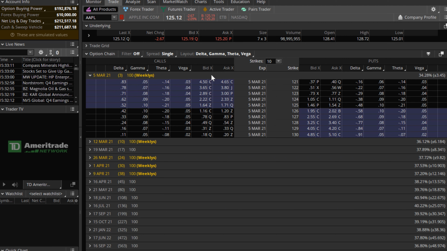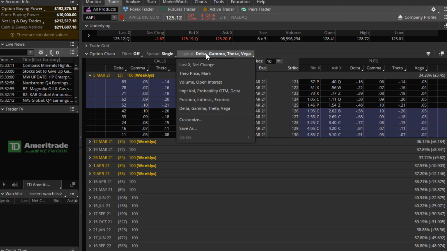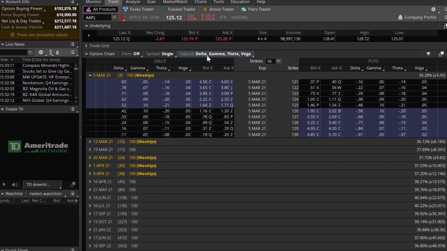for the market maker to fill your order. Now, when I'm looking at the option chain, this particular layout, which you can change, there are many different options for how you have your setup. And you can even customize it as well, but we won't go through that today.